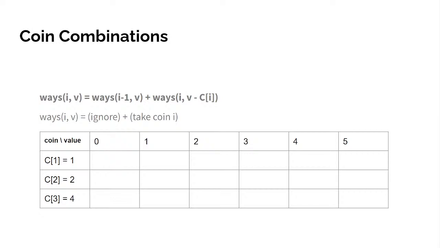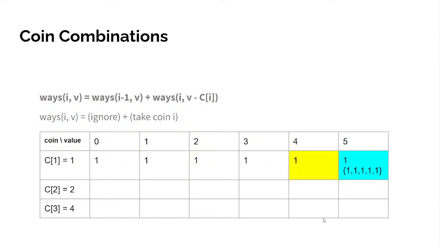We go through the table and update it row by row. So let's say i is 1, and we're trying to find all the possible values we can make. Because there's only one coin, the first row is all ones, because there's only one way of making each value. Now if you go on to the next row, let's say you want to make a value of 2 with coins up to value 2.